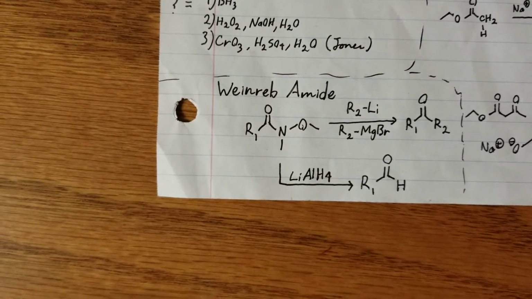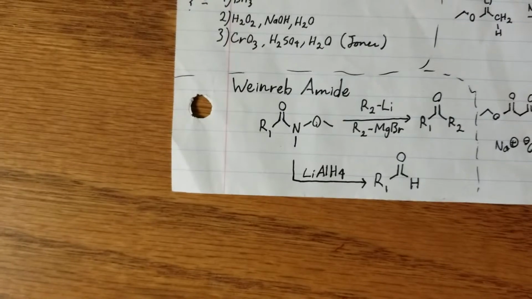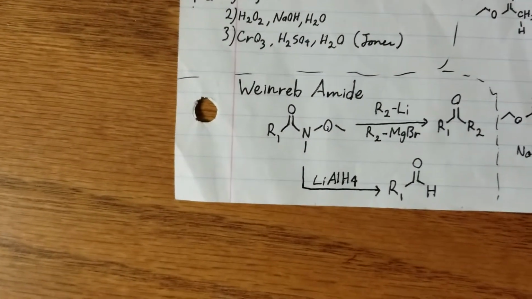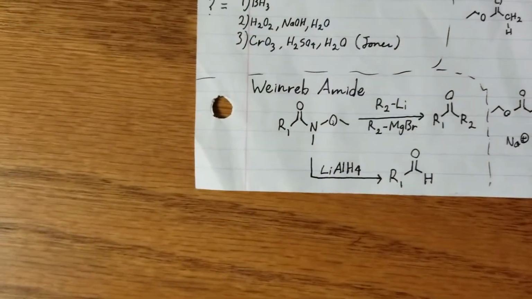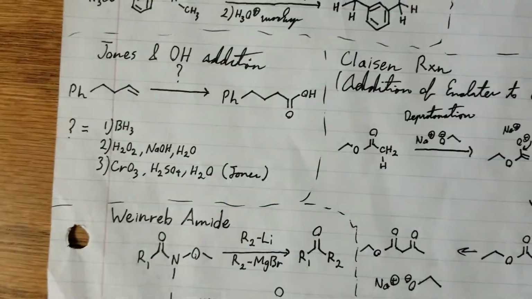Weinreb amides are interesting because when you throw an excess of Grignards at them, they only go to ketones. They do not continue to get Grignardized. And then when you throw LiAlH4 at them, they go to aldehydes.